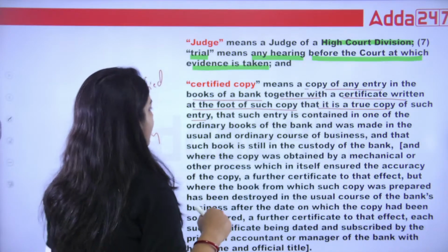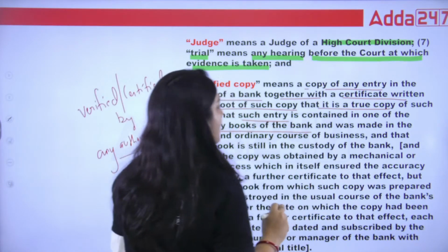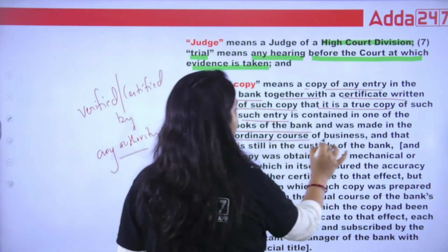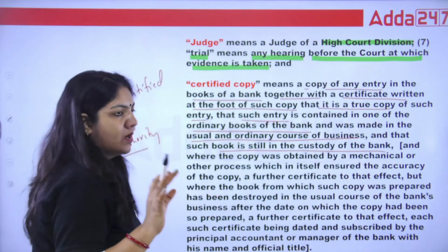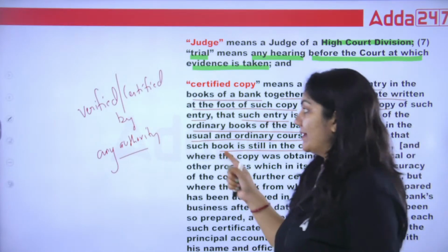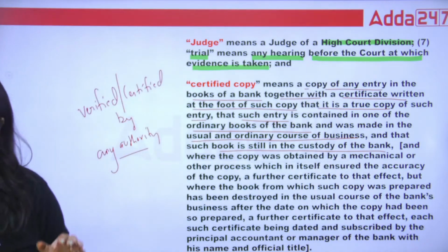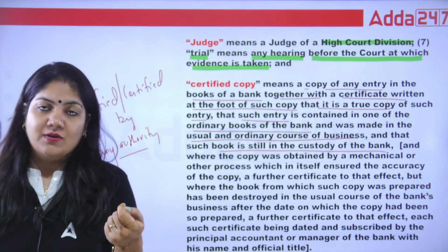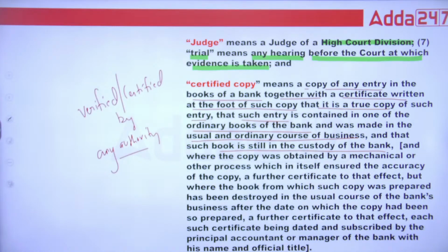Such entry is contained in one of the ordinary books of the bank, was made in the usual and ordinary course of business, and such book is still in the custody of the bank. It means whatever record is maintained by the bank, the copy of that record should be certified by the particular authority. So this is the definition of certified copy. That is important.